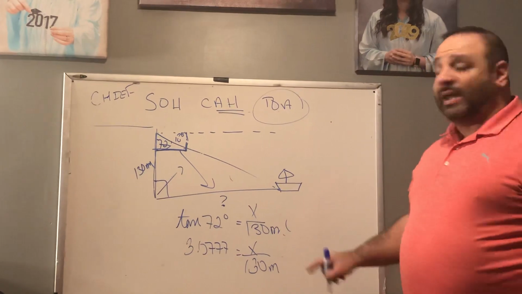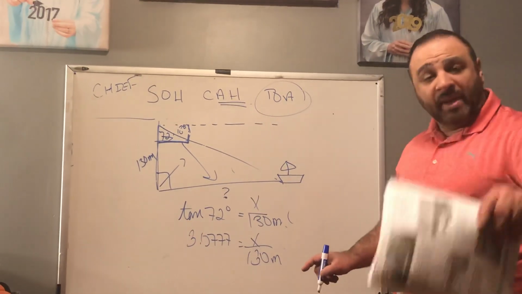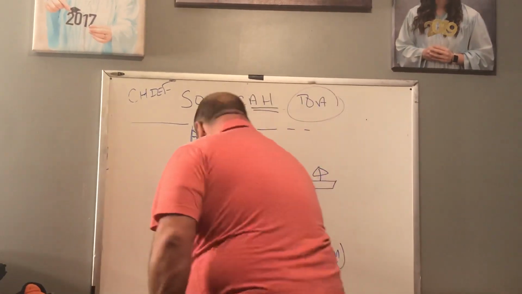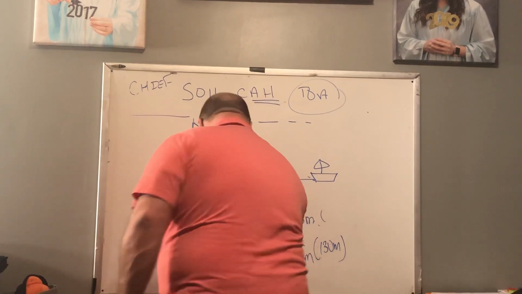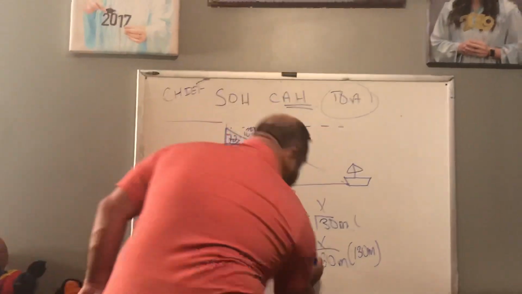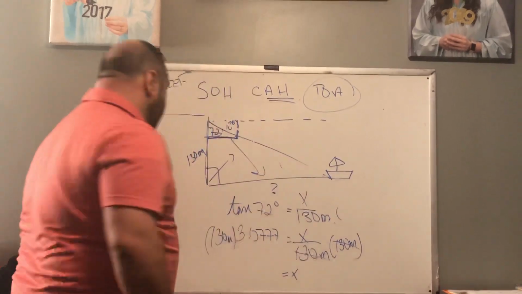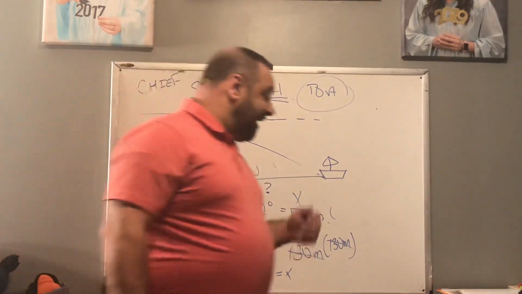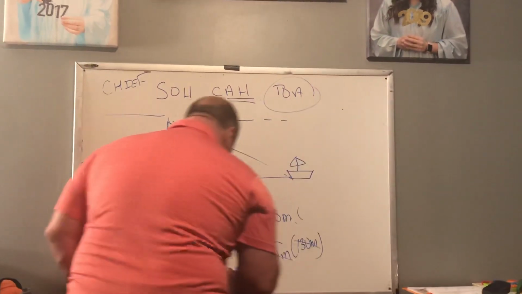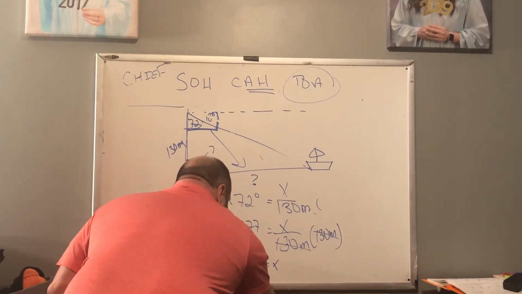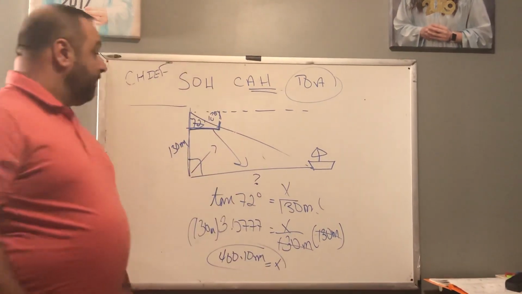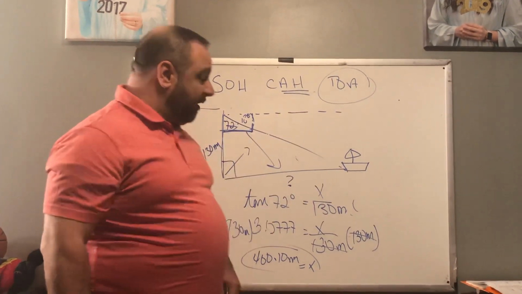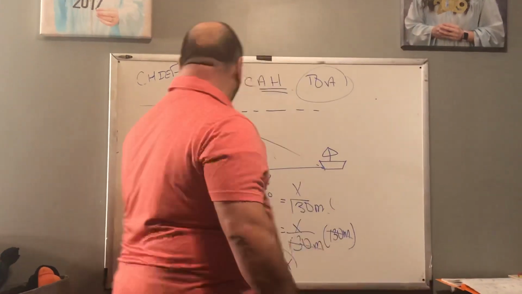Now, we got to get x by itself. G, and then Emily, follow up. How do I get x by itself? Good. I want to multiply both sides by 130. This cancels out. So x is equal to, simply get your calculator, 130 meters times 3.0777. And your final answer should be 400.10 meters. And so that's the angle of depression because we're looking down from the cliff.